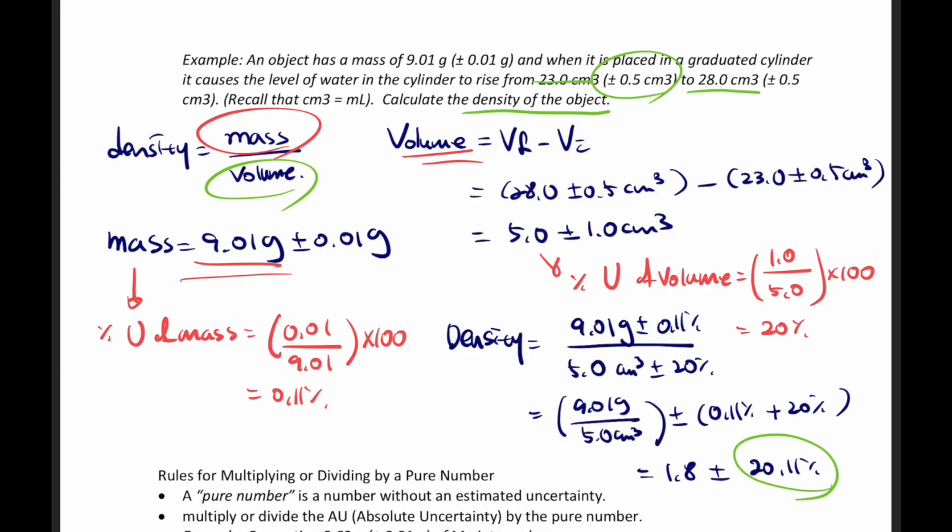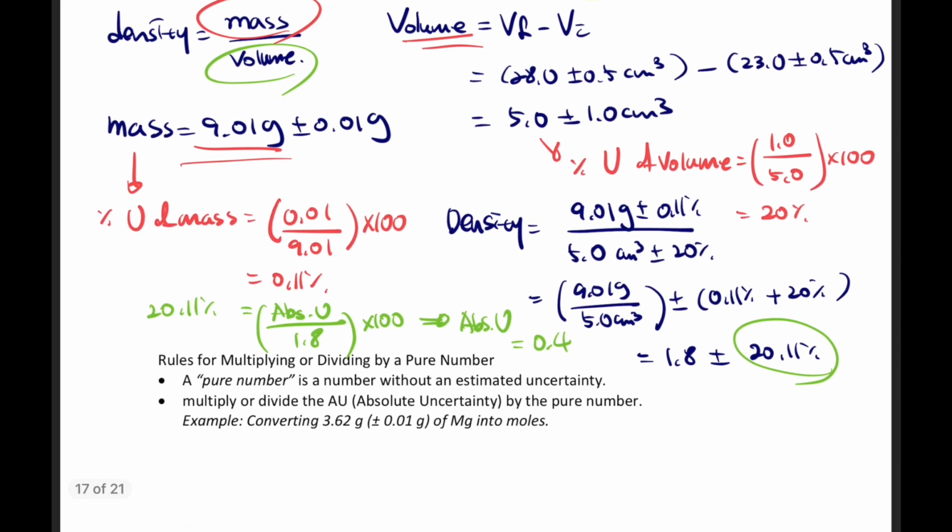But since we need to convert our percentage uncertainty back to absolute uncertainty, we're going to use the formula, but we're going to go backward. So we know that 20.11% is the same as the absolute uncertainty over 1.8, right? Then we know that our absolute uncertainty is 0.4. So the final answer is 1.8 plus minus 0.4 gram per centimeter cube.